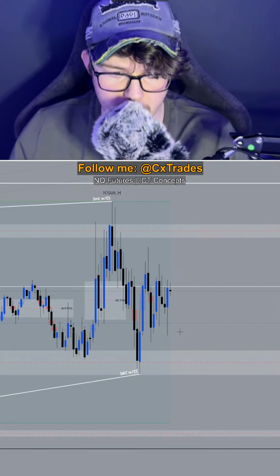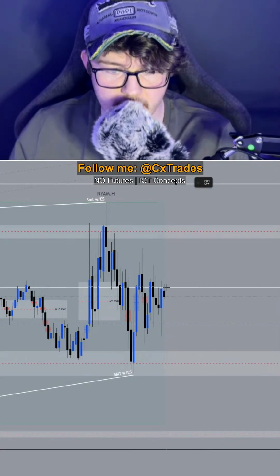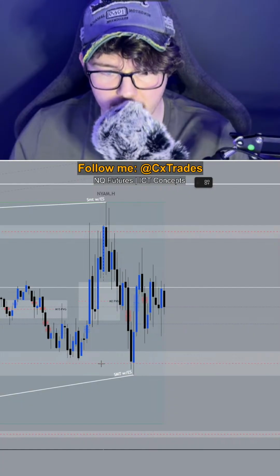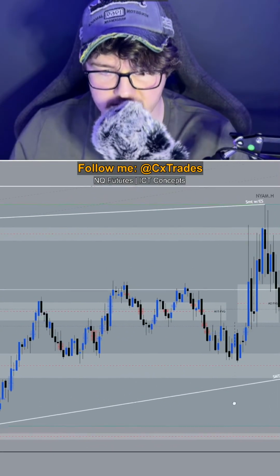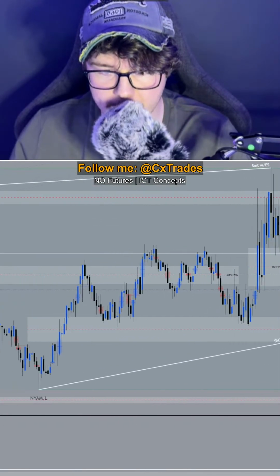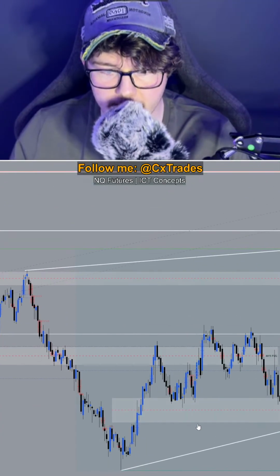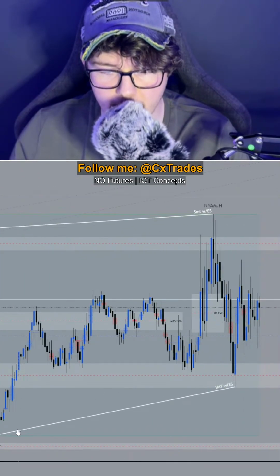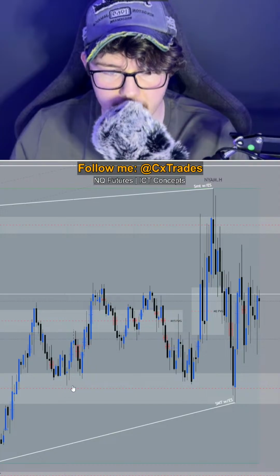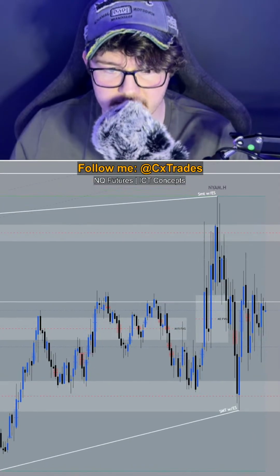There has to be some sort of liquidity sweep. Internal range liquidity is okay. I prefer external range liquidity. So, for example, this low here and this high here are both external range liquidity, and then this low here and this high here will be internal range.